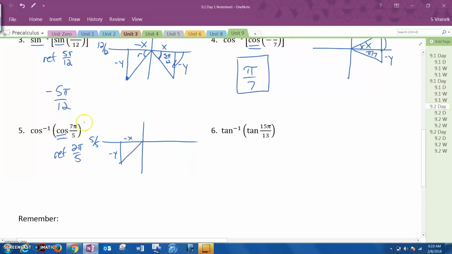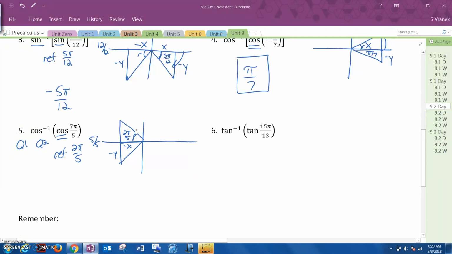Again, I need to be in quadrant 1 or 2 for cosine. Well, cosine is x, so I already have negative x. I need to find the other quadrant where x is negative. Well, the only thing that makes sense is to draw the triangle here with the same reference. I'm going to move this x here. So here's a reference angle of 2 pi over 5.